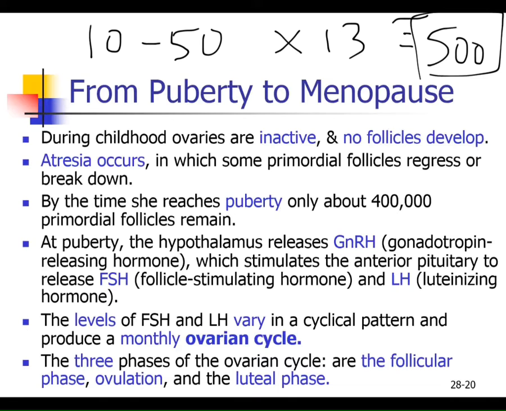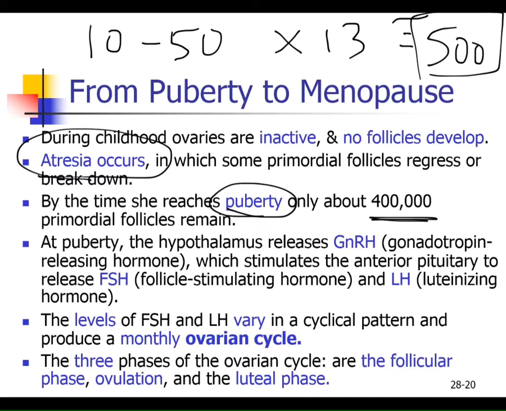Now, like I said, there's this decrease in the number of these follicles, and the term for that decrease is atresia. So atresia is occurring. Atresia is a decrease in the number. They basically get broken down, they regress, or you can think of apoptosis occurring. And these eggs are decreasing in number. So by the time a woman reaches puberty, she only has about 400,000 of these follicles left. That's still way more than she needs, because she's only going to release 500 or so in her lifetime.